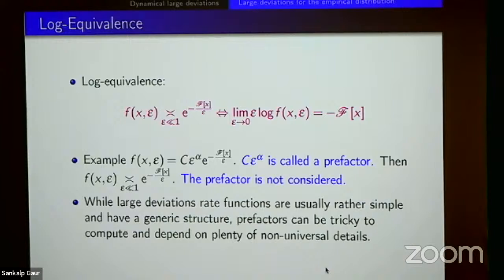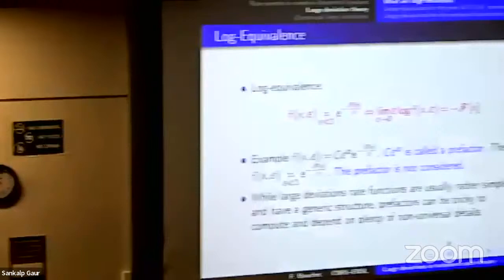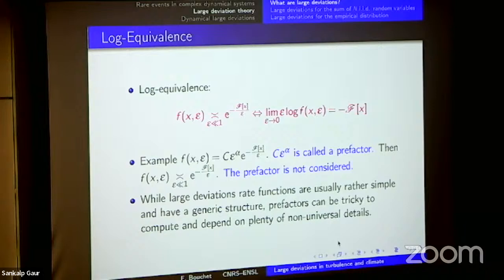But if I take the log first and then I multiply by epsilon, then you see that this will go like epsilon log of epsilon. So it will go to zero. So it means that f of x and epsilon is actually log equivalent to exponential of minus f of x divided by epsilon. So this log equivalence is less strong than a real equivalence. It means that we lose the prefactor, basically.